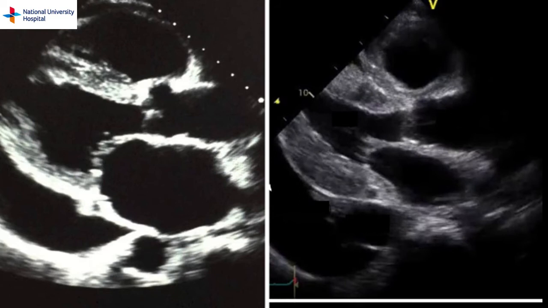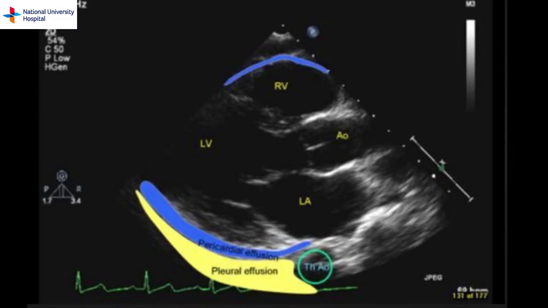It's interesting, right? To summarize, identification of the descending aorta is key to differentiating a pleural effusion and pericardial effusion. It's important to know the difference, as mistaking one for another could lead to inappropriate patient management.